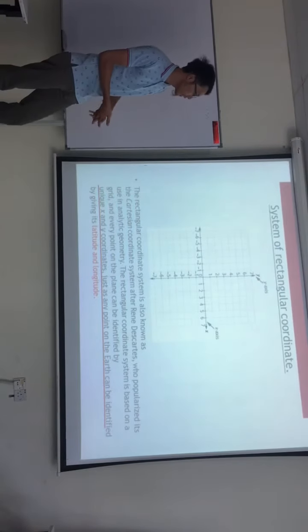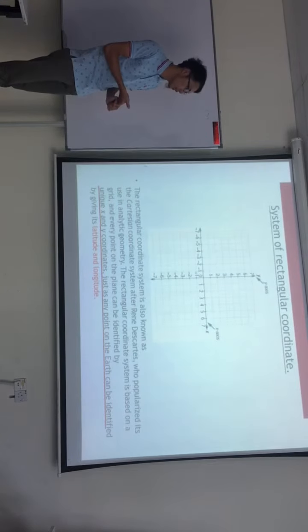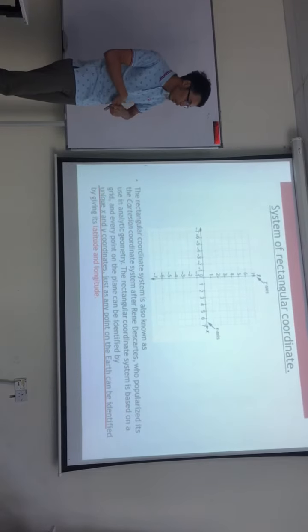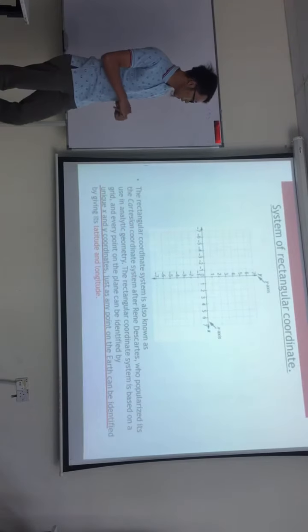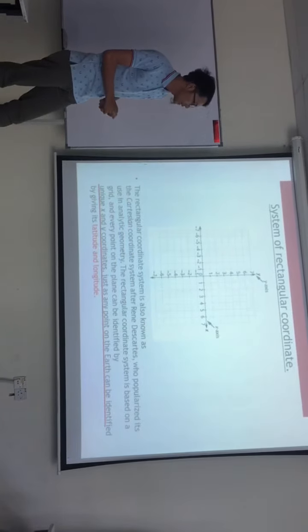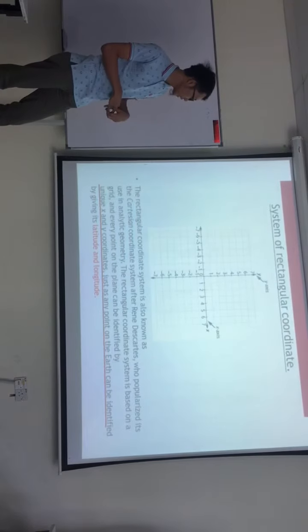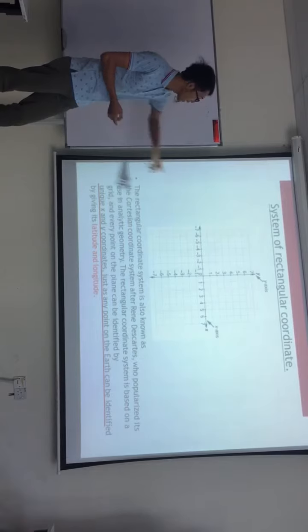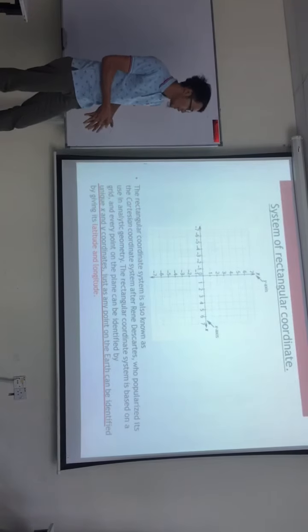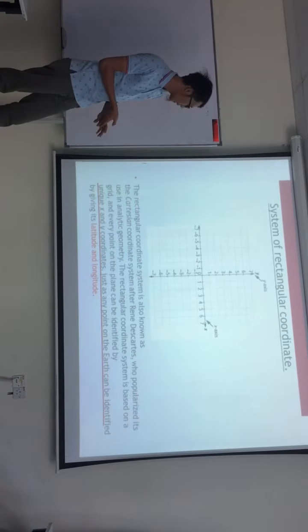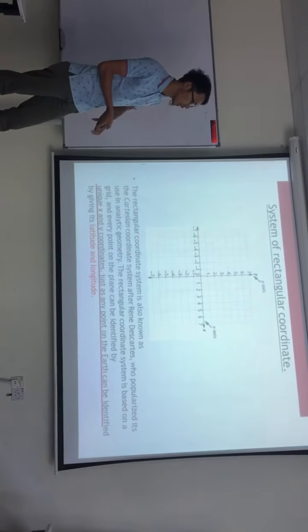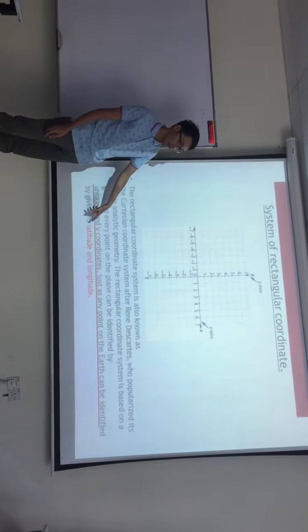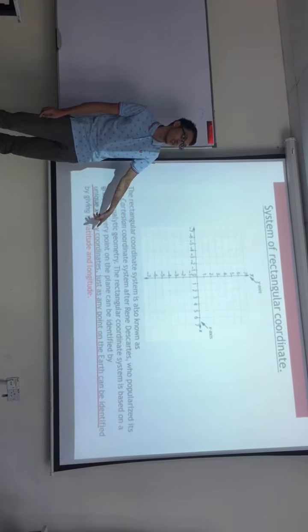The rectangular coordinate system is also known as the Cartesian coordinate system, after René Descartes, who popularized it, used in analytic geometry. The rectangular coordinate system is based on the grid, and every point on the plane can be identified by units x and y, just as any point on the earth can be identified by giving its latitude and longitude. So at the previous time, they used to call it latitude and longitude.